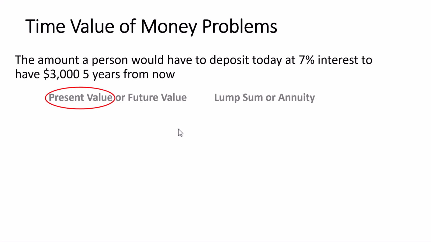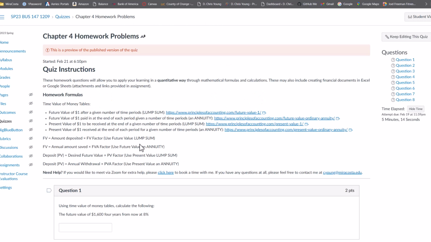Next, we want to look for information: is this a lump sum or an annuity? It says at 7% interest to have $3,000 5 years from now. It doesn't really say anything about per year, so this is actually a lump sum situation. Once we have those two things identified, we go to the homework, where I've set it up so you can see the general format of each problem. For this first question, this is a present value and a lump sum amount.